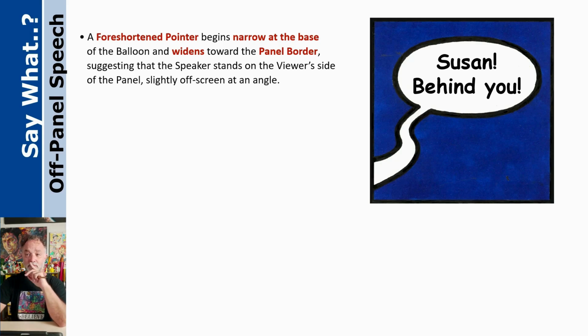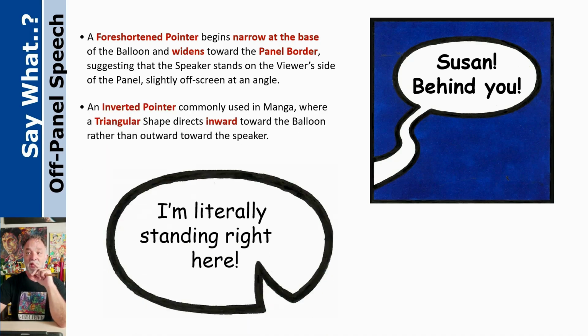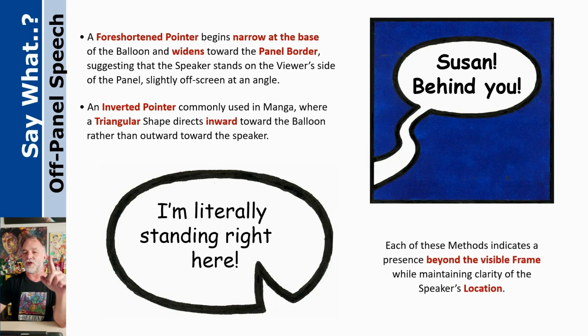The final option is the inverted pointer, commonly used in manga, where a triangular shape directs inward towards the balloon rather than outwards towards the speaker. This is a very ingenious solution because it basically solves the problem of what to do with a pointer. So basically just pointing it inwards is like, okay, dealt with and done. Characters off panel. Very handy, very handy.